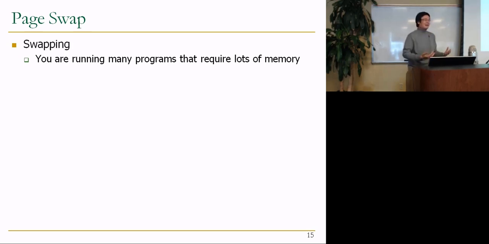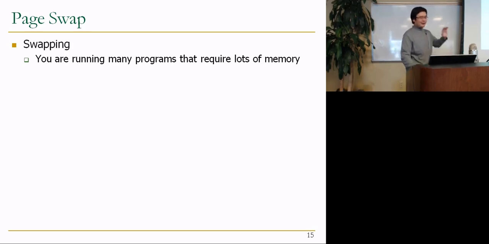I write a program and I accidentally have memory leaks. So my program keeps using memory, and then I'm trying to type in Vim so that I can edit another program. I can barely use Vim. And usually in most cases what happens in this scenario is you're running out of memory and you incur something called page swap.